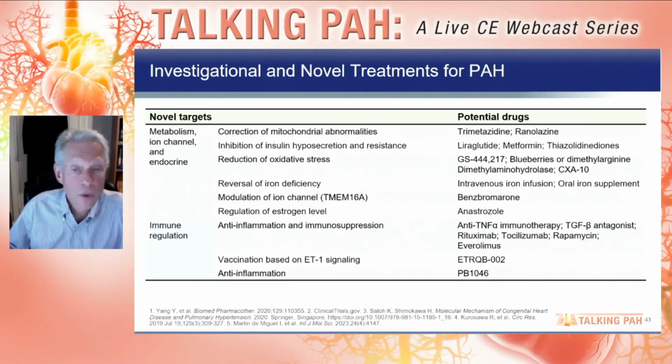The anti-inflammatory and immunosuppressives have had some case reports and some interesting data, especially in patients with various connective tissue disease presentations. And then there's the whole idea of inflammation being a big part of pulmonary vascular remodeling.